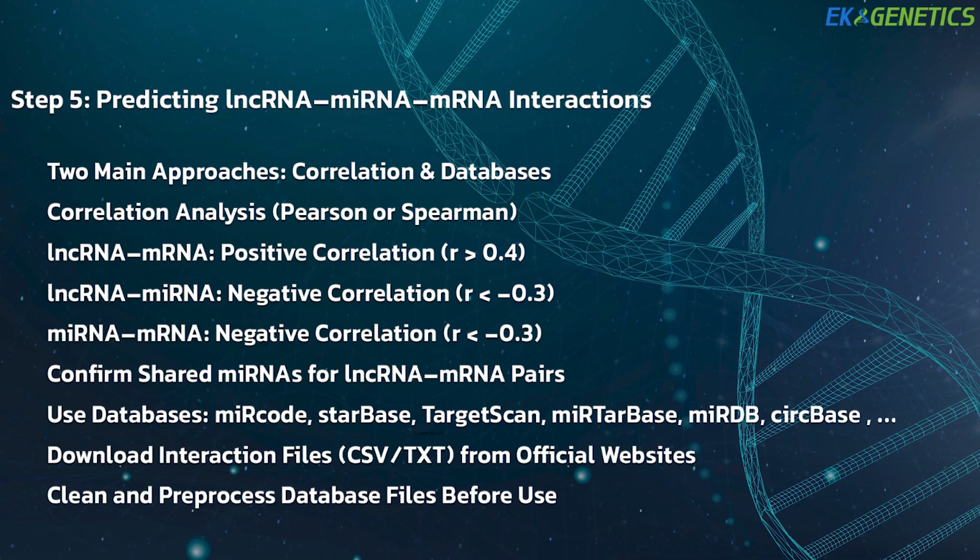How to download from these databases? It's straightforward. 1. Visit the official websites, e.g. mircode.org, www.targetscan.org, starbase.sysu.edu.cn. 2. Go to the Download or Data section. Download the relevant files, such as lncRNA-miRNA interactions from miRcode or validated miRNA target interactions from miRTarBase, usually in CSV or TXT format. Once downloaded, you need to clean and pre-process these files before moving to the next step.